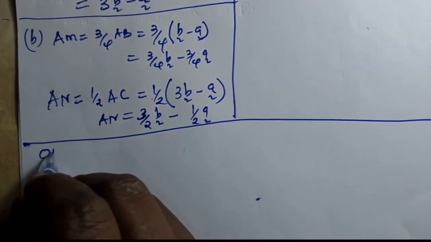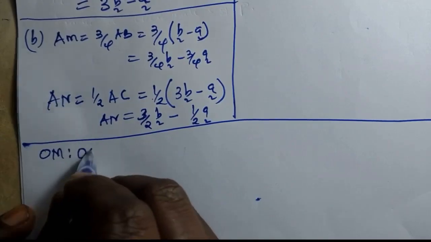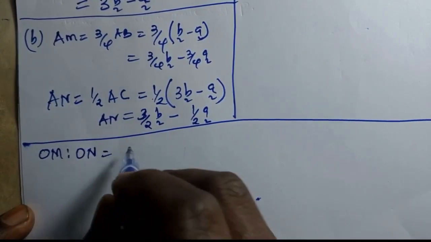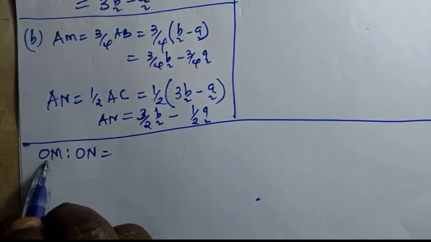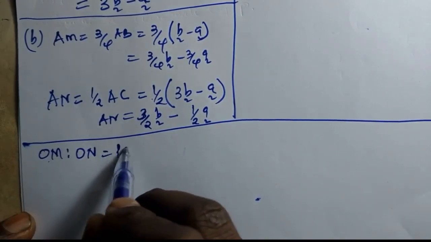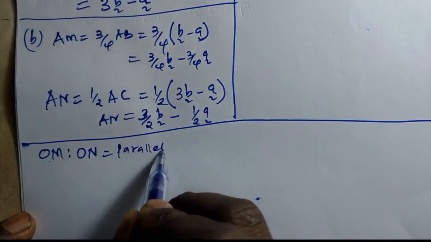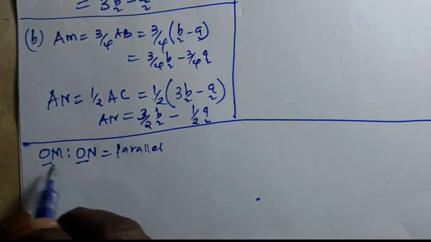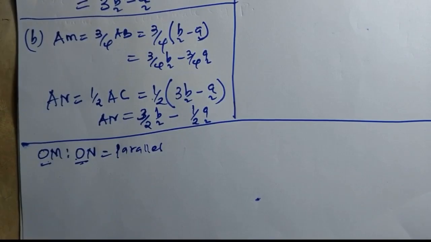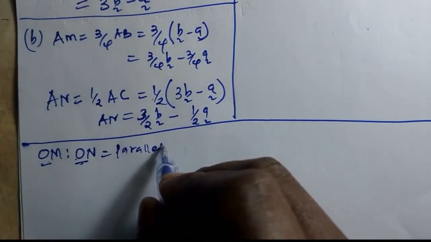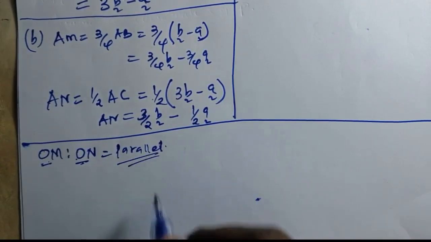OM and ON are collinear. We must show that you can express one in terms of the other, that it means they are parallel, and they are sharing a point, and you can see that they are sharing point O. That one is obvious. So first, the task is to show that they are parallel. Now that's what we want to show.